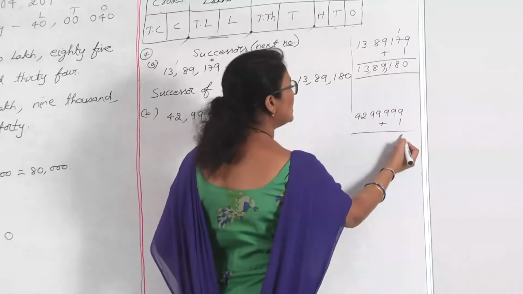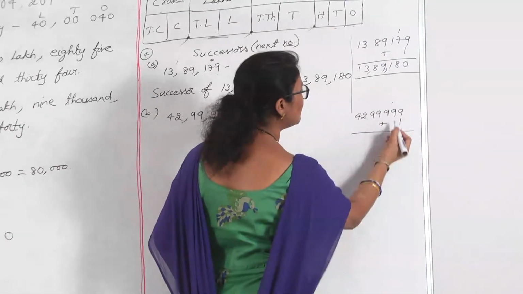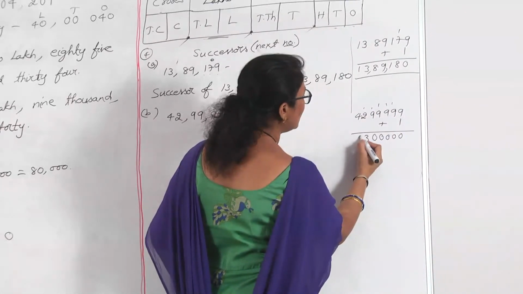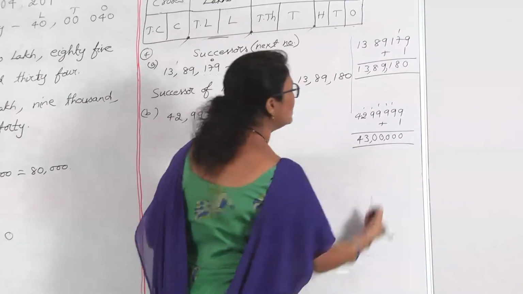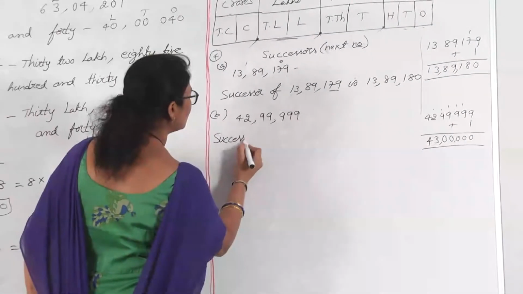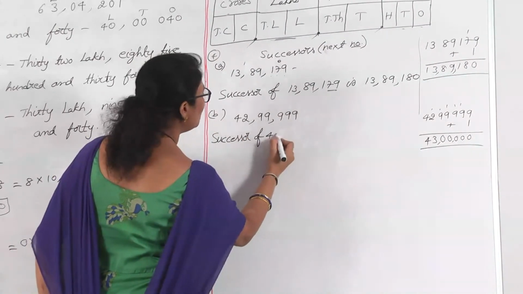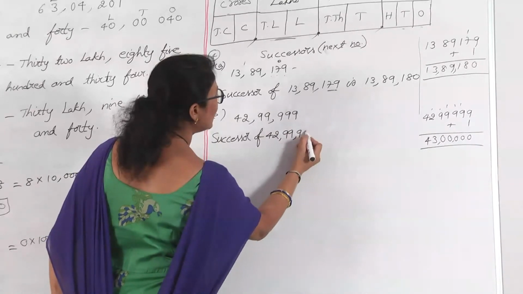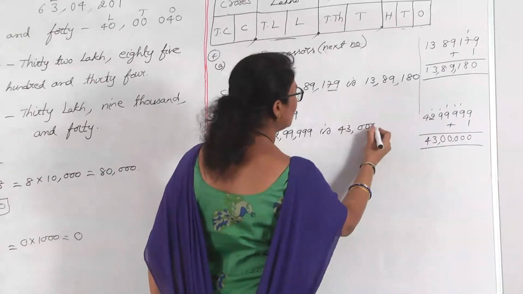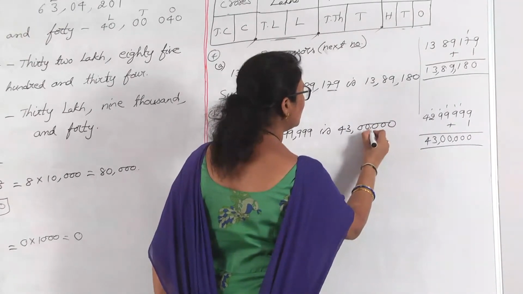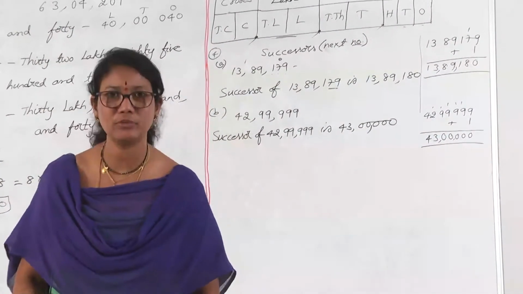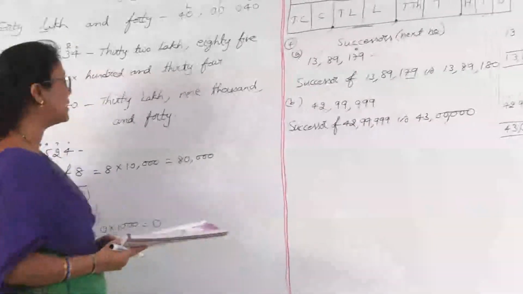So, it is 9 plus 1 is 10, then again 10, hope you can add this, then 3 and 4. So, it is 43 lakh, it is simply 43 lakh. So, successor of 42,99,999 is 43 lakh, right children? 43 lakh. Moving on to the next bit, fifth bit, it is asked to write the predecessors.